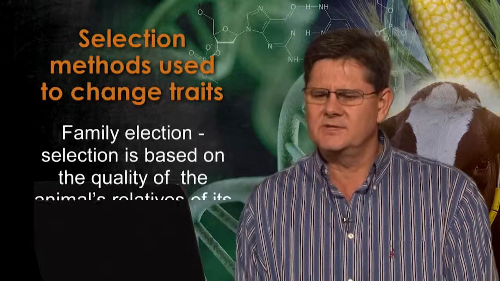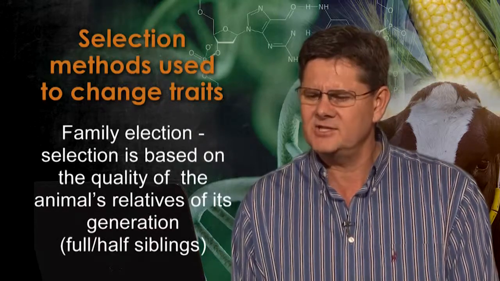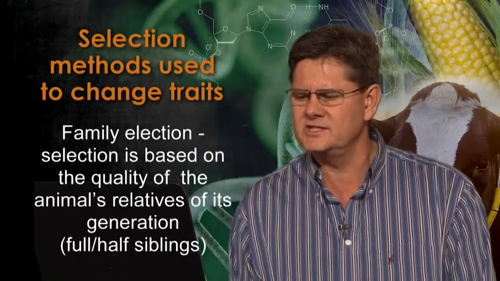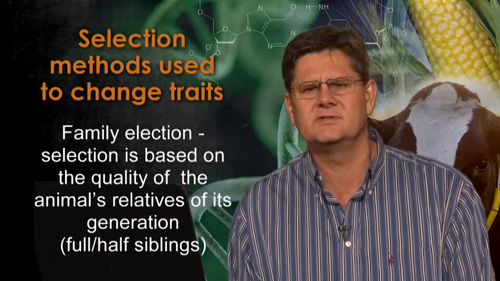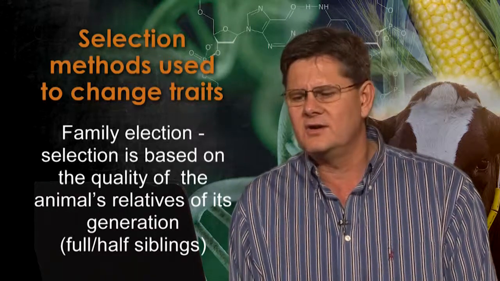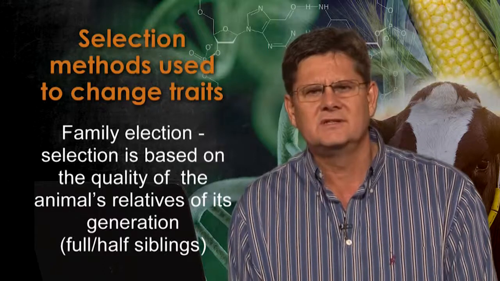The last one that we're going to look at is family selection, where the selection is based on the quality of the animal's relatives in each generation. So basically the same as pedigree, but there is a wider net where the parents, the brothers, the sisters, half brothers, half sisters are all joined together in order to make a selection decision based on the animal's performance.